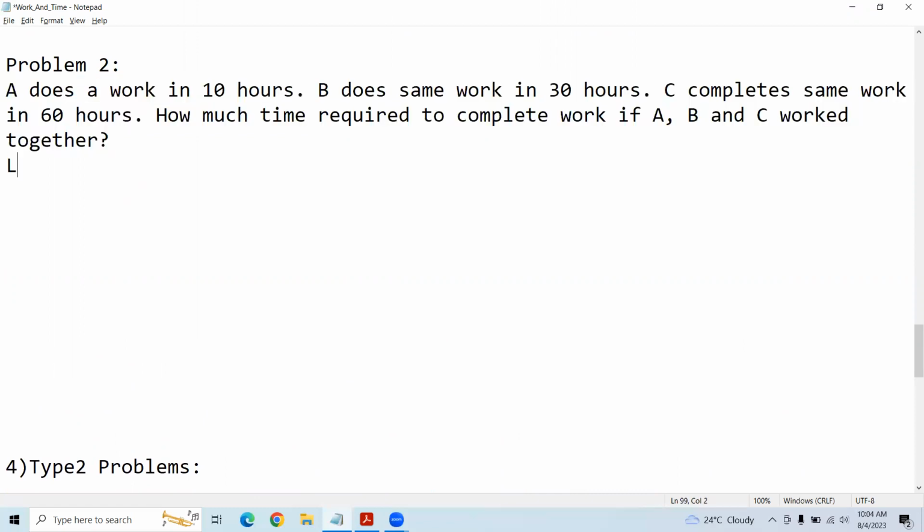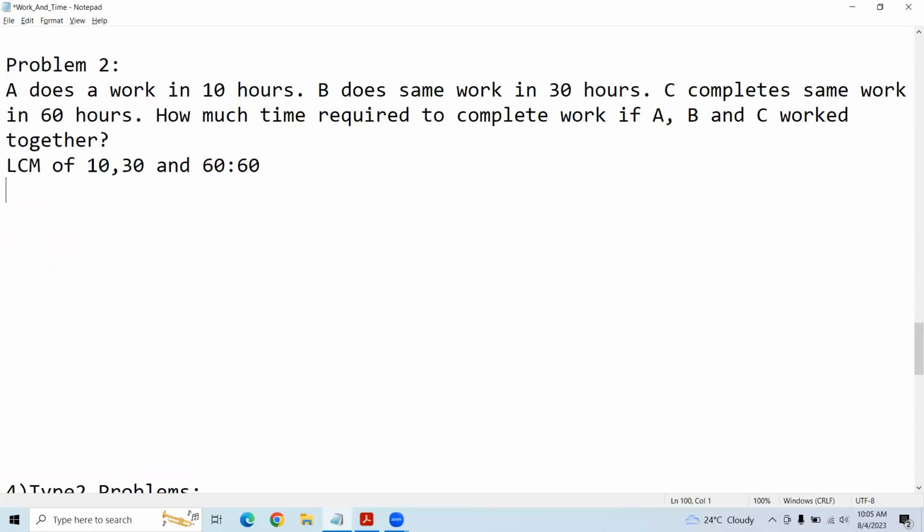So what is our first step in solving a work and time problem? LCM. You have to take the LCM of 10, 30, and 60. What is the biggest number among 10, 30, 60? 60. If you start writing the table of 60, 60 ones are 60. Is it divisible by 10 and 30? Yes. So 60 is the LCM of 10, 30, 60. Total work is equal to, you can say, 60 mangoes.